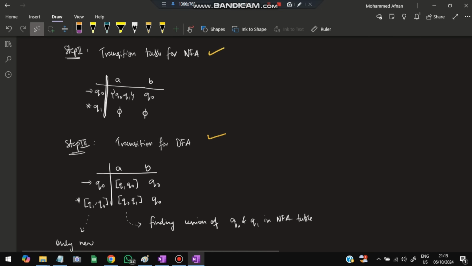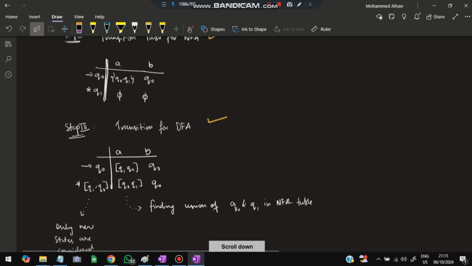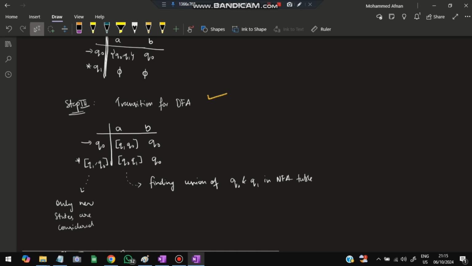Next, transition table for DFA. Just a union of both. Q0 union Q1 is Q0 union Q1 here. Q0 and Q1 union null is Q0 and Q1. Q0 null union null is Q0. Okay. So this is the one state you have to accept. Means the new states which are there, that we have to consider and take the union. Okay. So this will be the unions. Now this will be one state. Q1, Q0 will be one state. And based on that, just make the diagram.